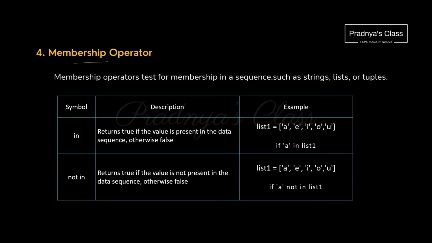Moving ahead to the membership operator. It also gives the result in the form of true or false. It will check the membership of the variable in the given collection. This operator is also used with conditional statements. Look at this example. We are trying to find out whether A is present in the list or not. The reverse of it is not in.